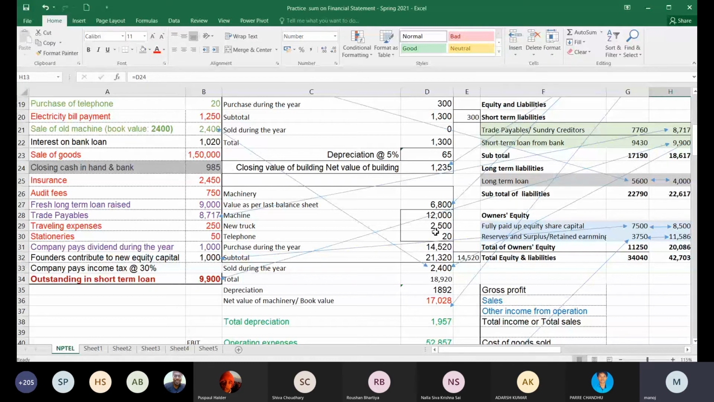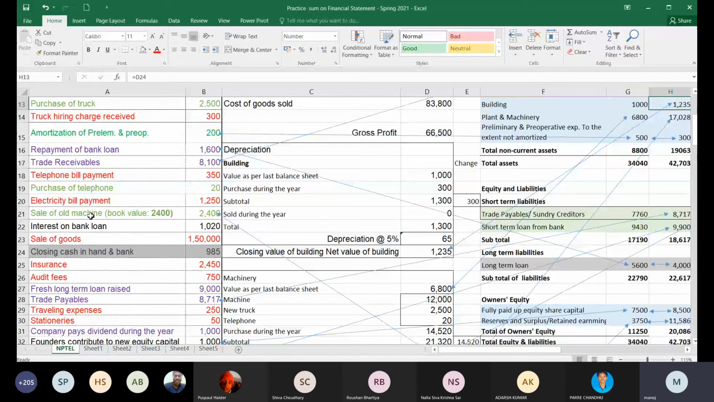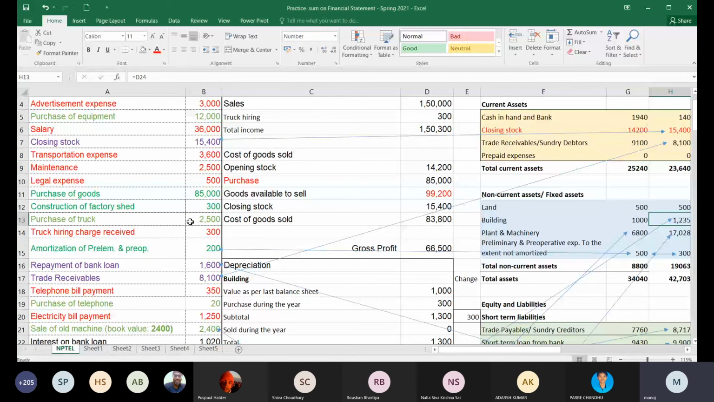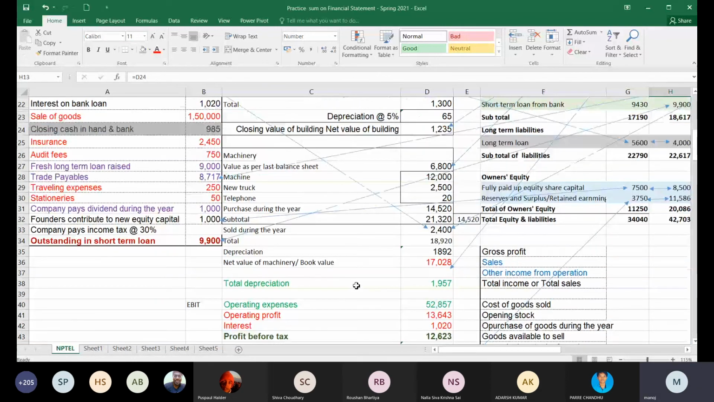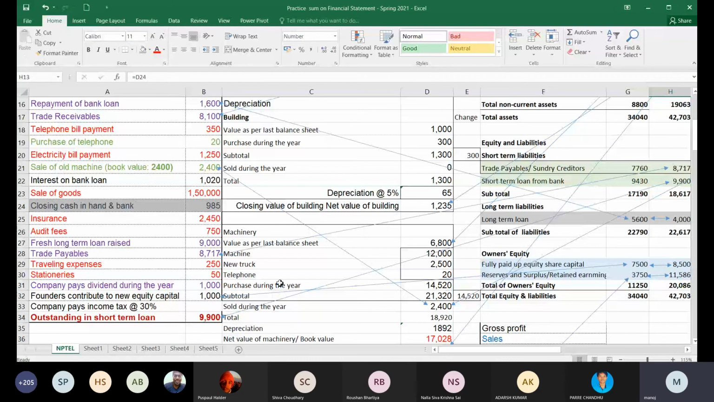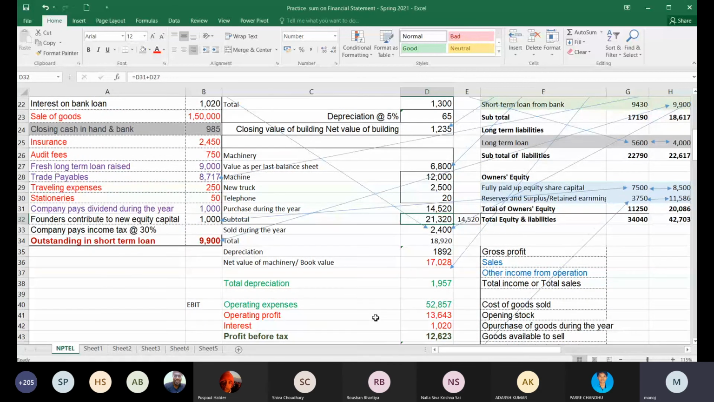Then a new truck was bought for 2,500. New truck, purchase of truck. That is also added because truck also is depreciated. Then a telephone was bought for 20 rupees. Then total purchase is 14,520. That is the total purchase. And previous year balance was 6,800. So the total becomes 21,320.